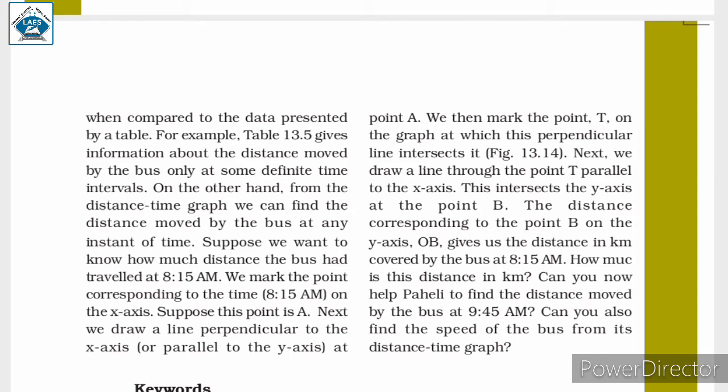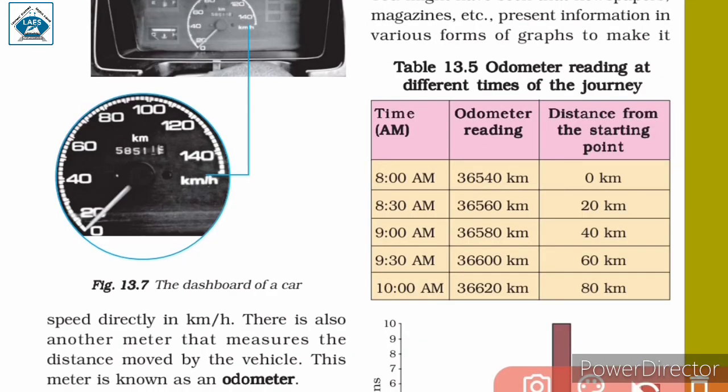So here we read that when we compare with a table, the data that distance time graphs provide gives a variety of information about the motion. That is, for example, we can take the table 13.5. It gives the information about the distance moved by the bus only at some definite time intervals. So here, as we can see, the time is 8 am and the distance is provided. For 8:30 am, 20 kilometer is given here. For 9 o'clock, we have the distance covered is equal to 40 kilometer.